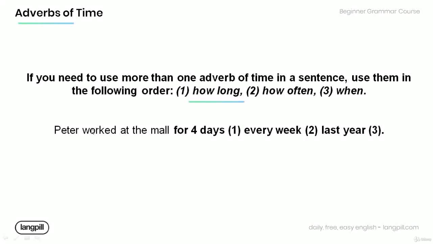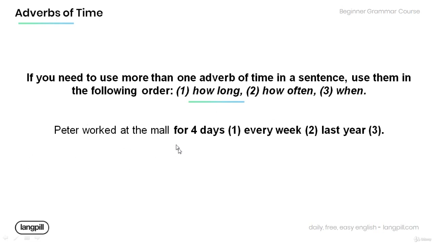And if you need to use more than one adverb of time in a sentence, use them in the following order. 1. How long? 2. How often? 3. When? Have a look at the example below.